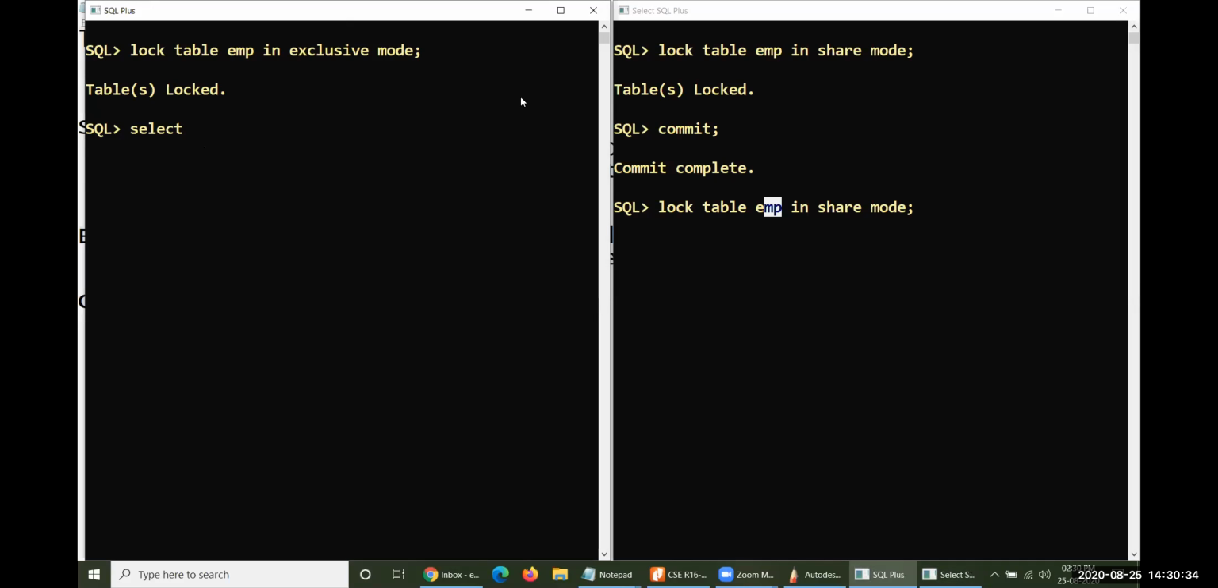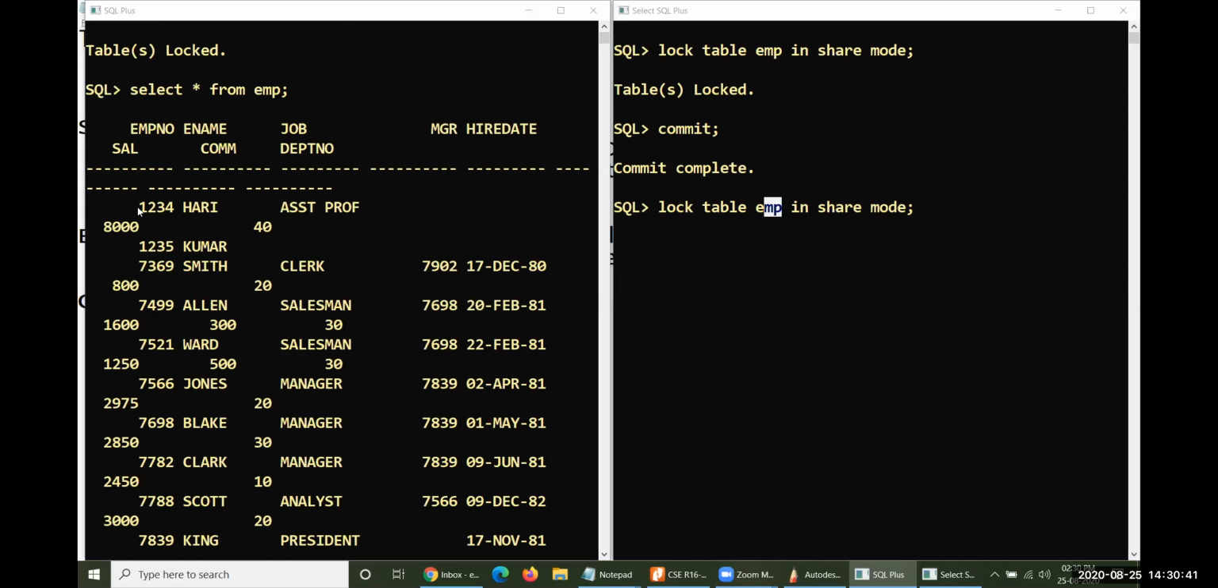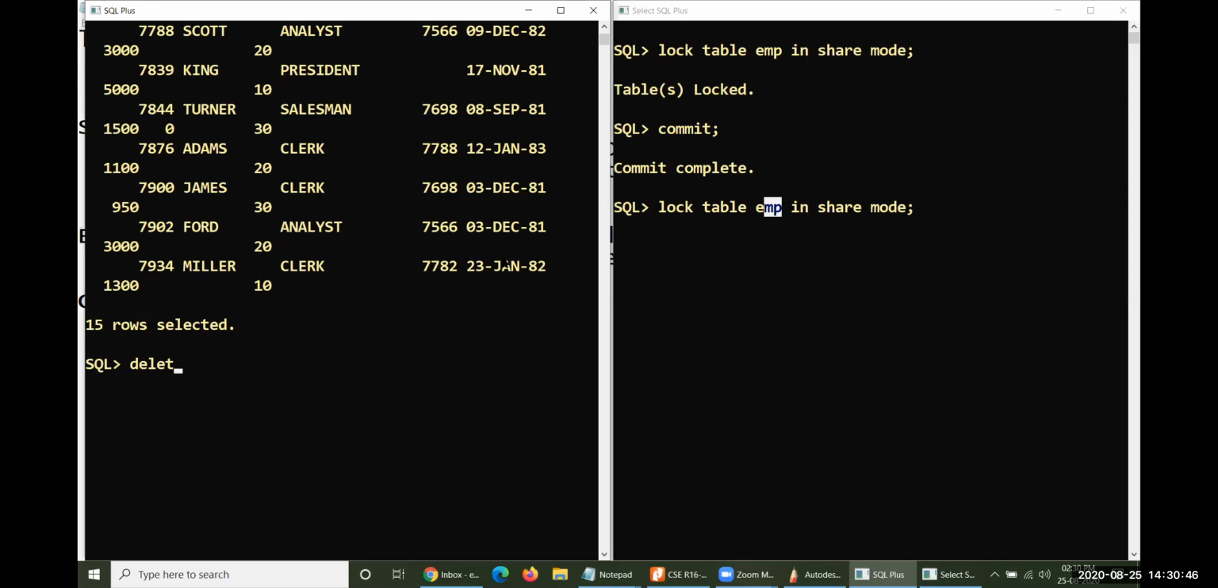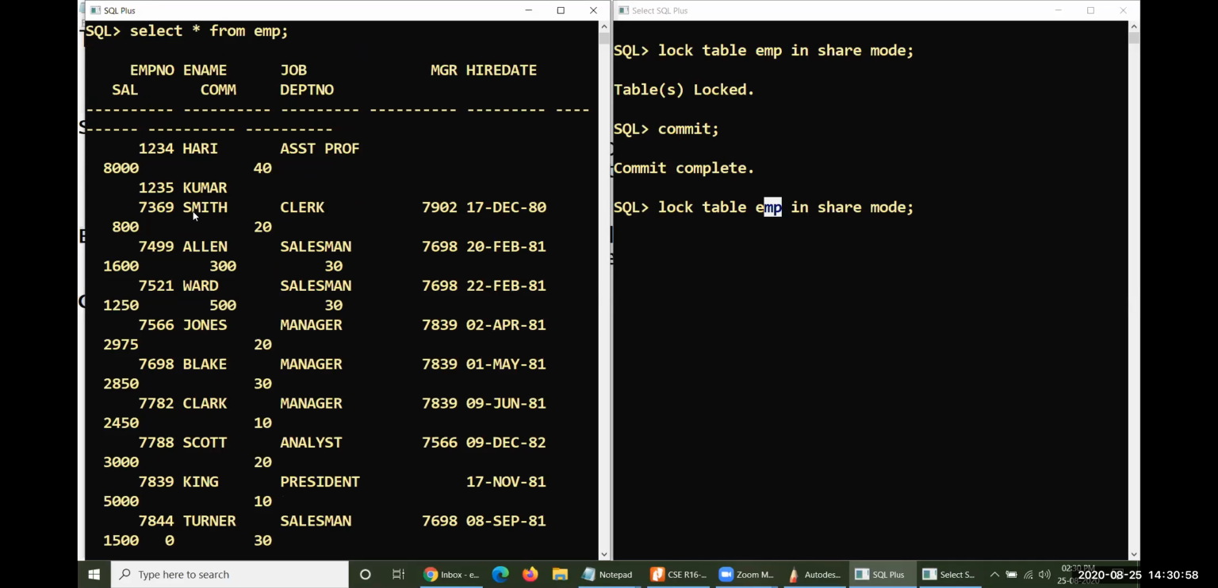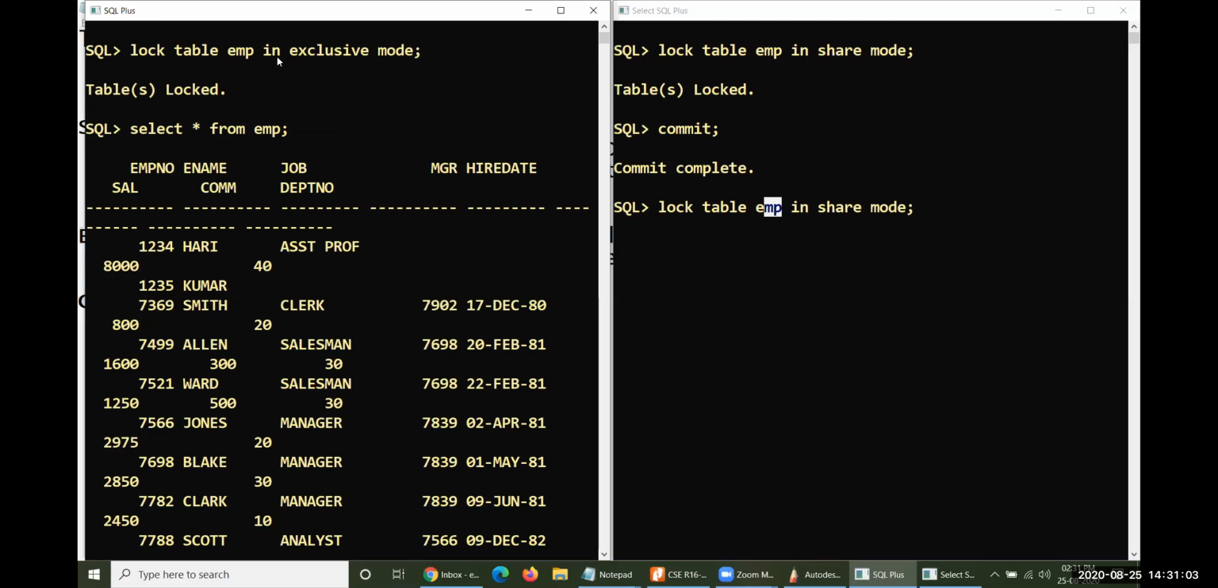Look at this. Select everything from EMP. Yes, he can perform that. Then he wants to delete one particular row: delete from EMP where EMPNO equals 1235. Yes, he could delete. Then he wanted to update something. Yes, immediately he updated. He wanted to do some other operation. Yes, everything gets operated because he was in exclusive mode. All operations are permitted for exclusive mode.